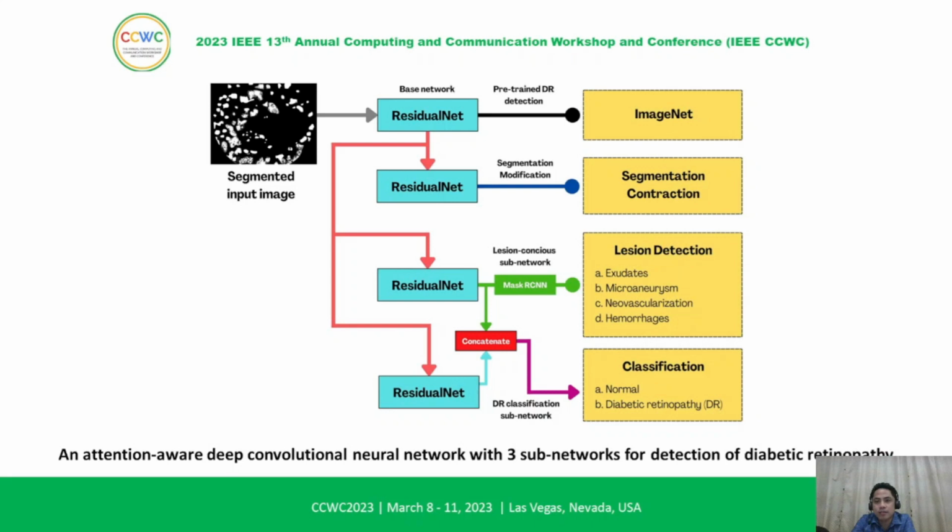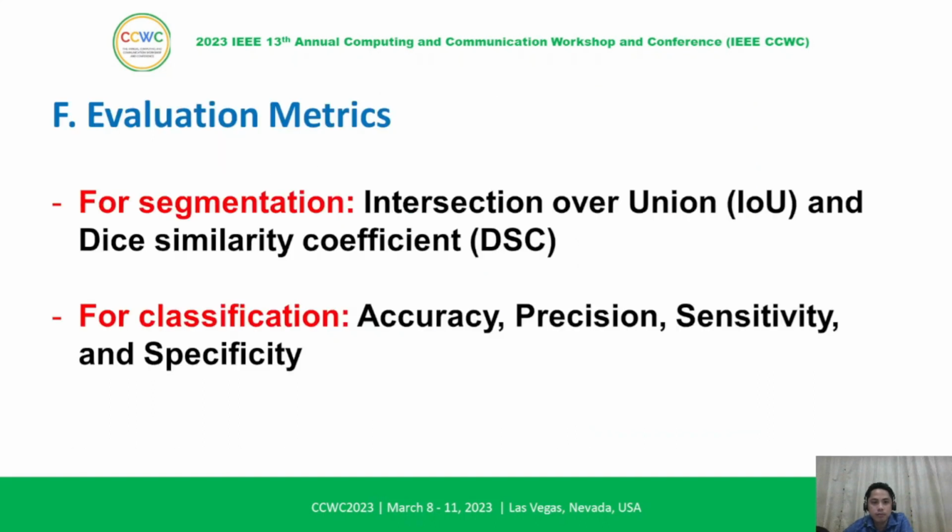We pre-train on ImageNet, then we have segmentation contraction, then we have the lesion detection with concatenation. Then we have also the DR classification subnetwork. We will classify the images into normal and the presence of diabetic retinopathy. More on the explanation of this slide is in the full paper. For the evaluation metrics, we use IoU and the dice similarity coefficient.